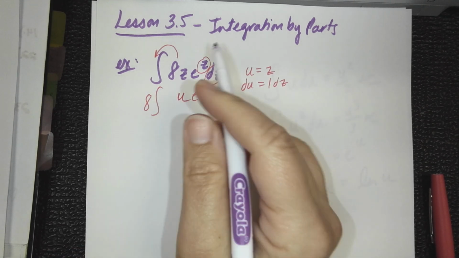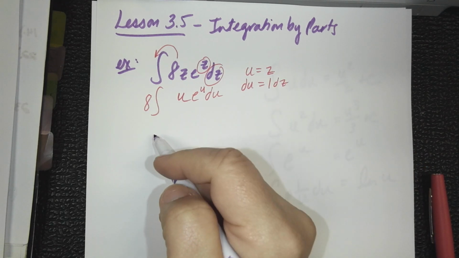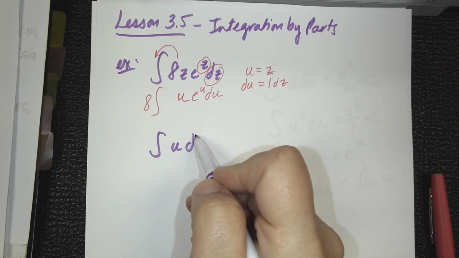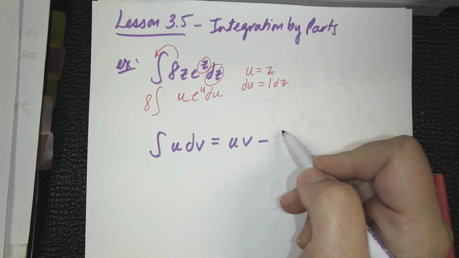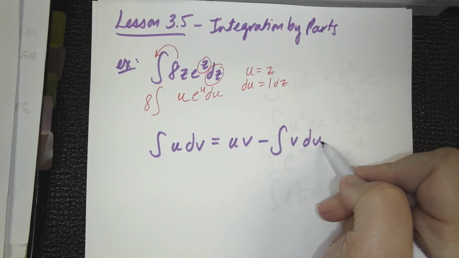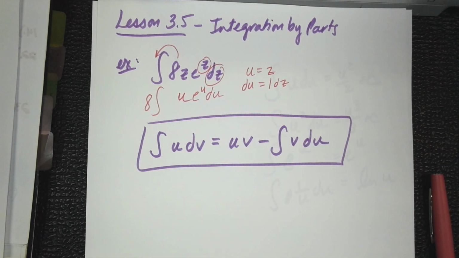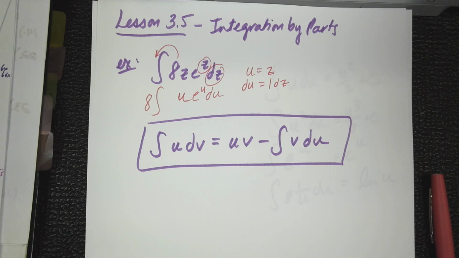But here's the integration by parts method. It's literally a formula that I want you to write at the top of your paper. This one I do want you to write. It's the integral of u dv is equal to uv minus the integral of v du. This right there is the formula for integration by parts.